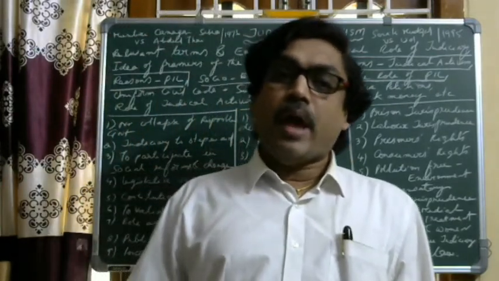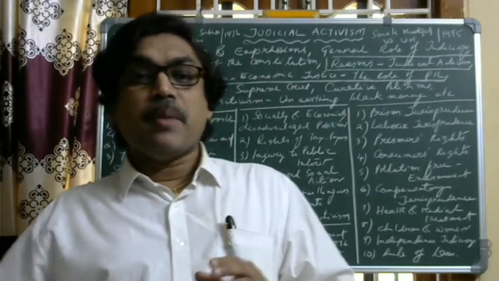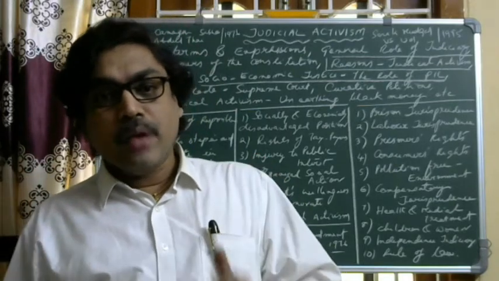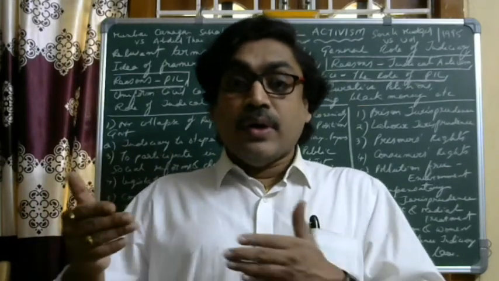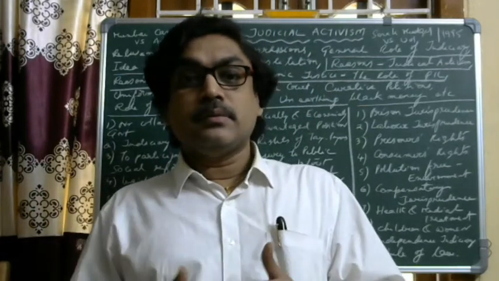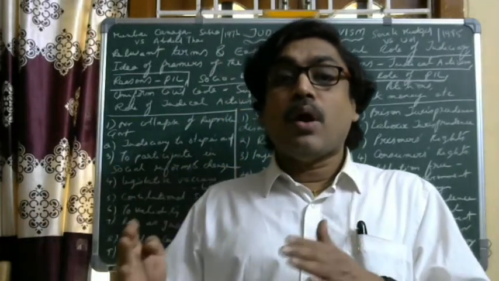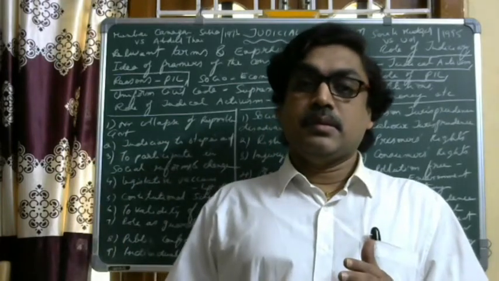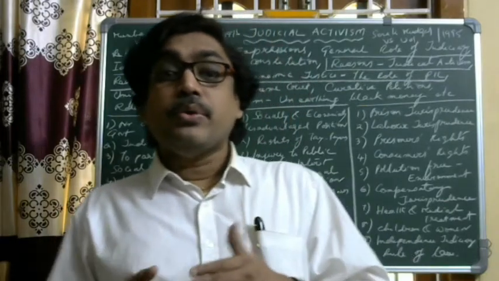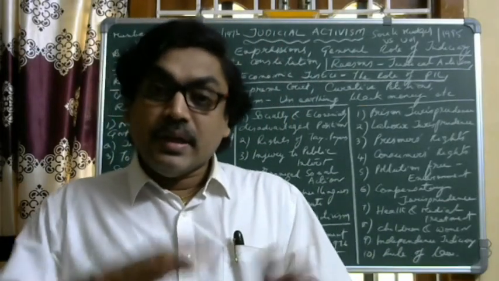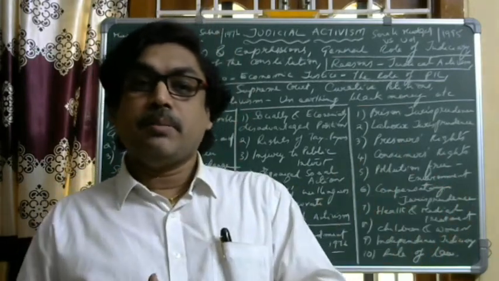Recently, the Supreme Court has issued guidelines against the sexual harassment of women at working places, as well as guidelines on other issues, that is, adoption of children by foreign parents, and the third one is guidelines on speedy disposal of criminal cases. All these come under judicial policy making. That is the difference between judicial activism and judicial policy making.